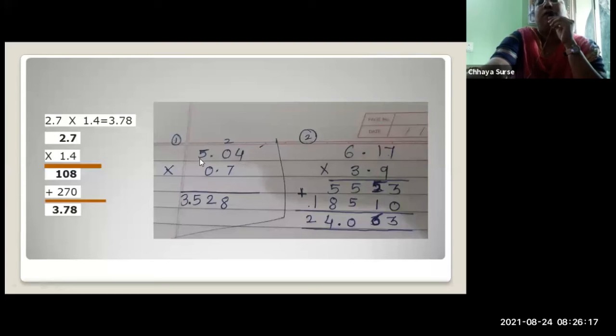5.04 multiplied by 0.7. So don't get confused here, because here they have given the 0. You have to just multiply. Neglect the decimal point. Here only the digit 7 is multiplying to 4, to 0 and to 5. This number will be multiplied by 7.